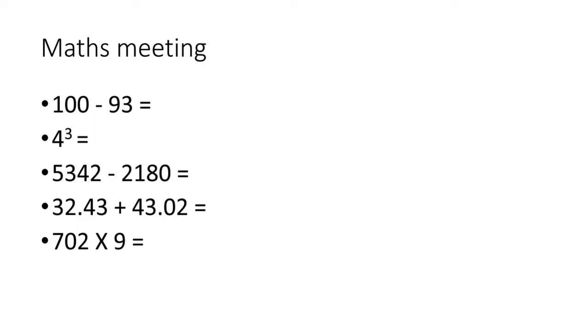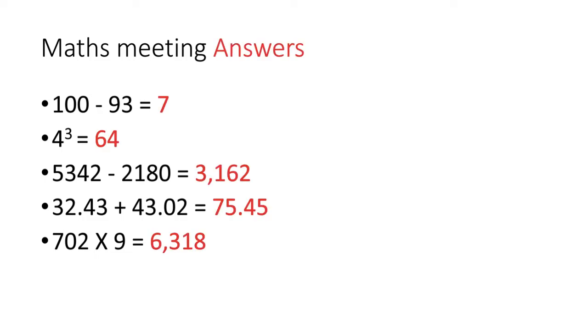Let's look at your answers together in 5, 4, 3, 2, 1. I hope this one didn't catch anybody out. 4 times 4 is 16. 16 times 4 could split into 10 times 4, which is 40. 6 times 4, which is 24. Put them together. 40 plus 24 is your 64. 4 cubed is 64. Well done if you got that right.